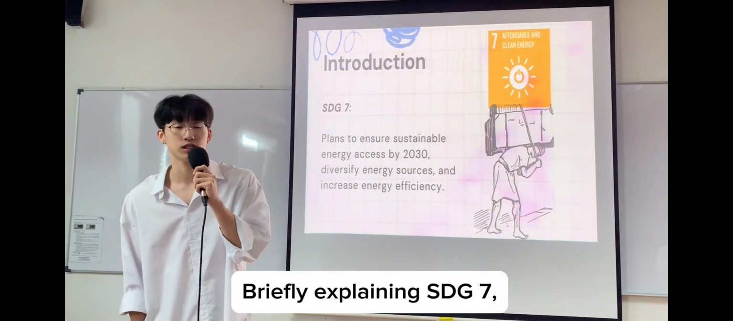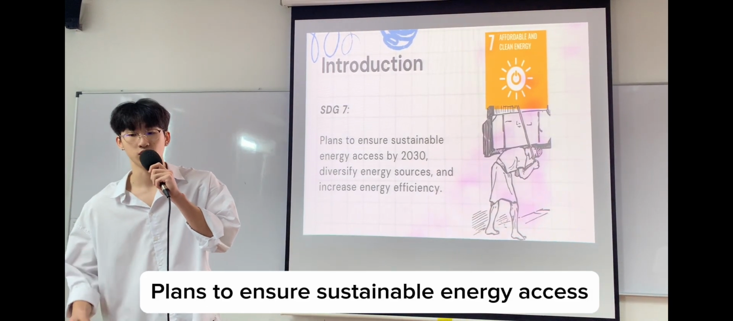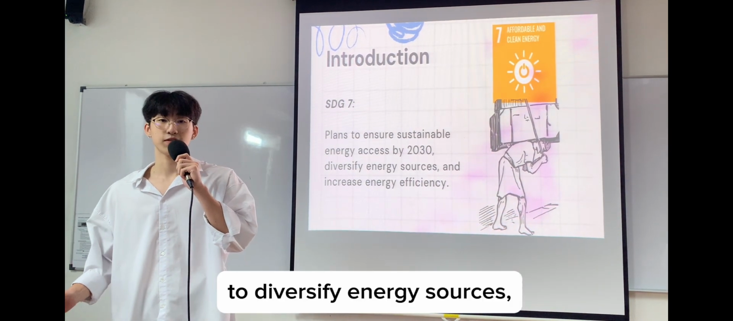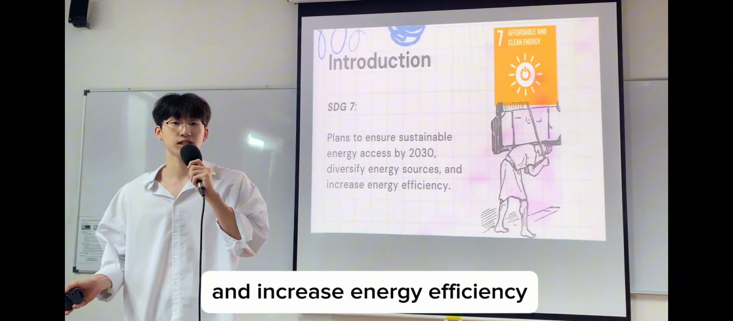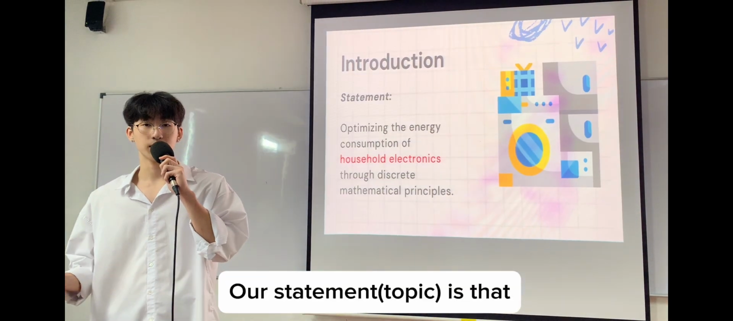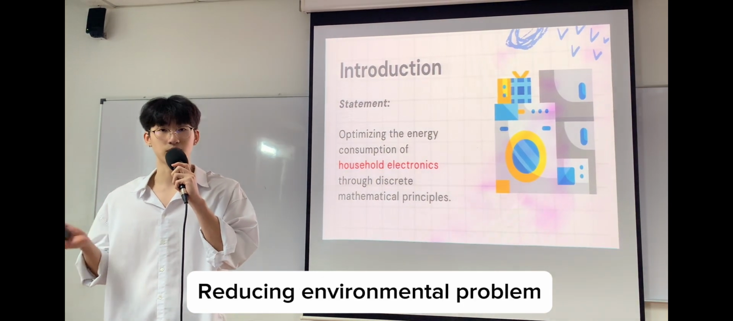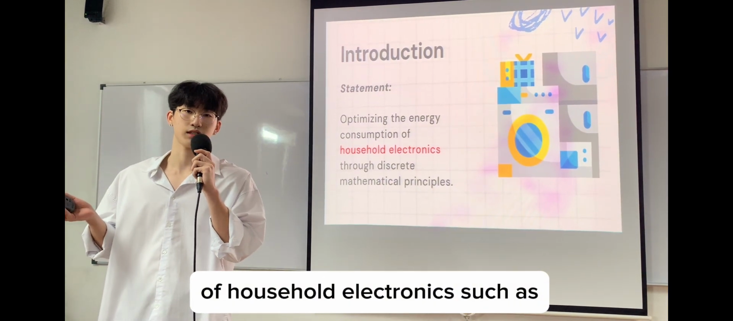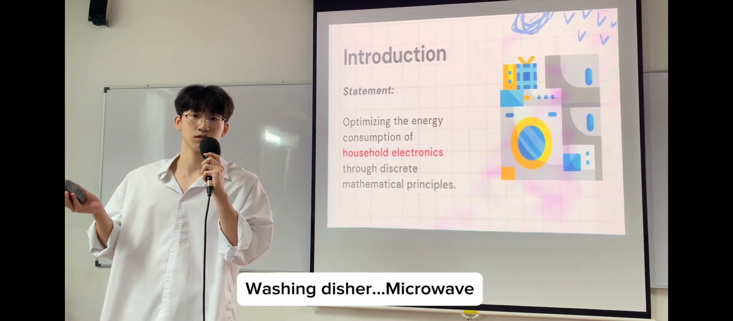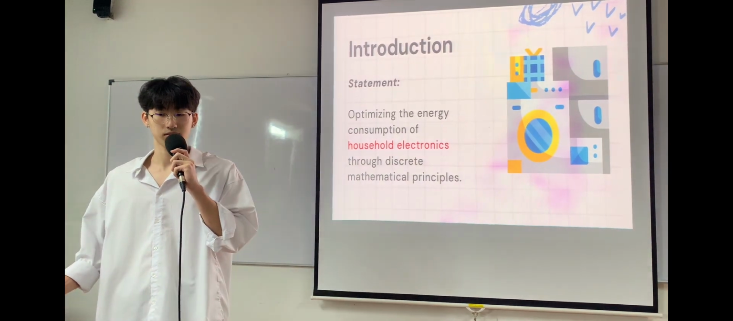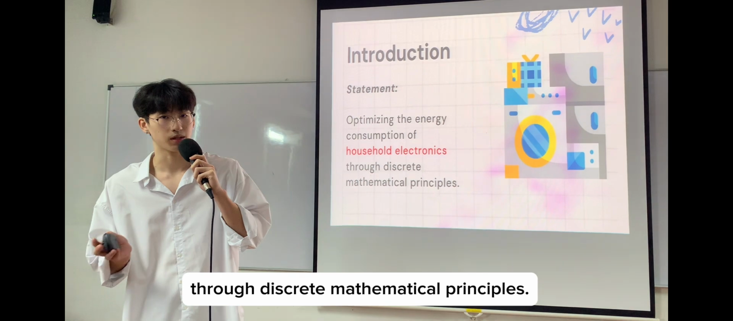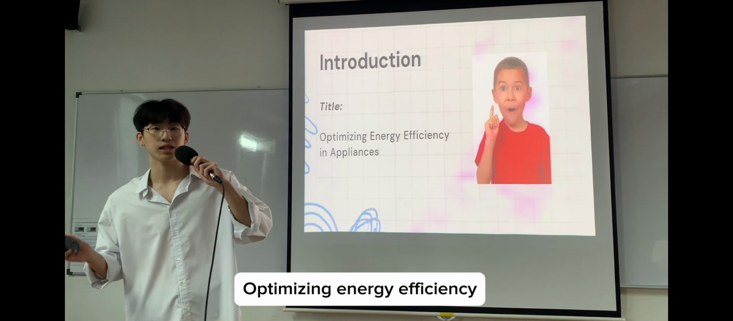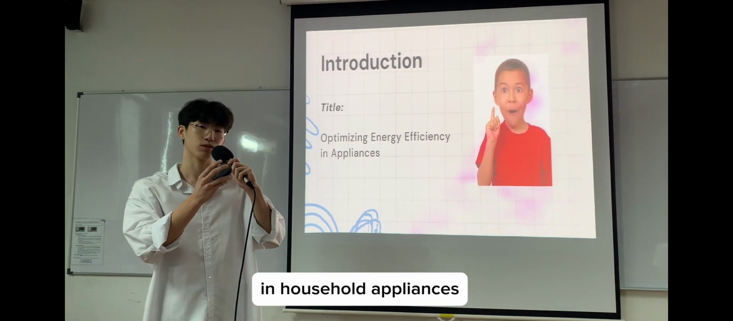Briefly explaining, SDG 7 plans to ensure sustainable energy access by 2030, to diversify energy sources, and increase energy efficiency. And our statement is that reducing environmental problems by optimizing energy consumption of household electronics such as washing dishes, microwave, like that, through discrete mathematical principles. And that's why our title is Optimizing Energy Efficiency in Household Appliances.